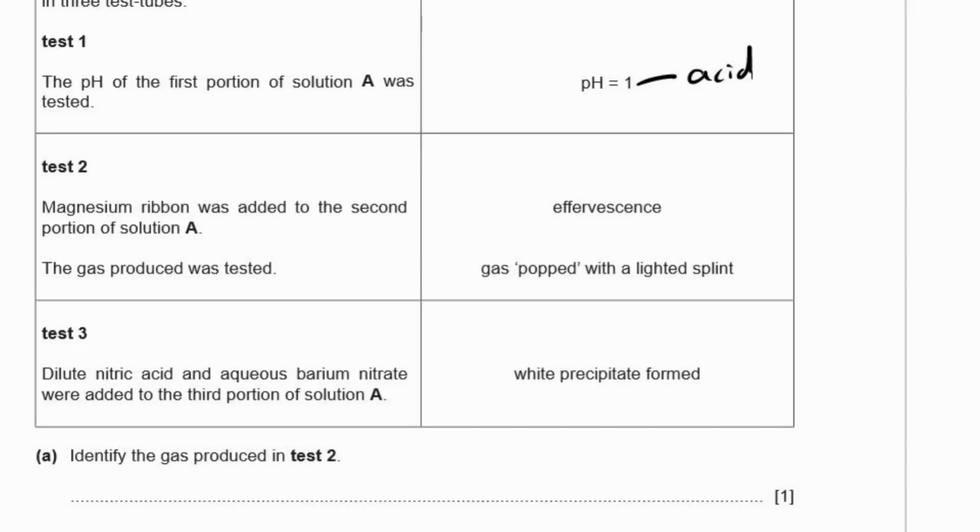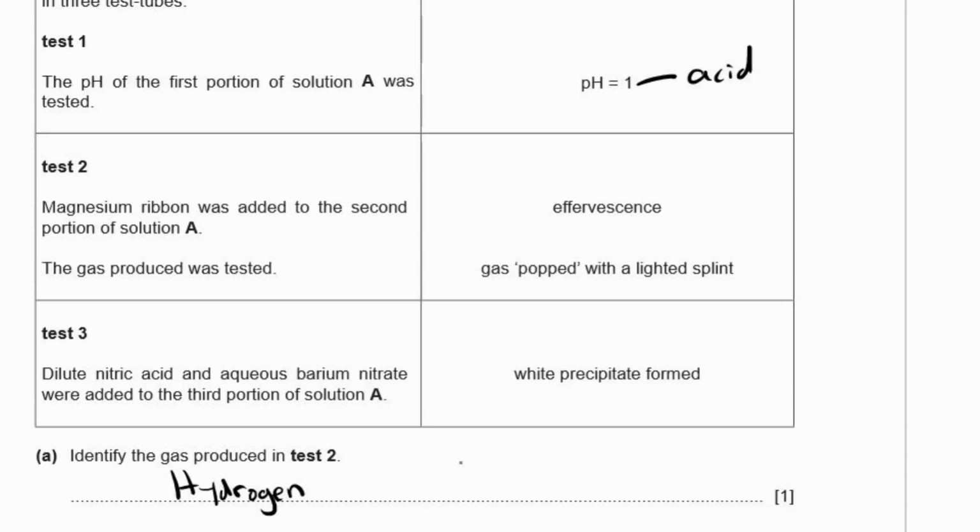All right. Test 2, magnesium ribbon was added to the second portion of solution A. The gas produced was tested. Okay. There was effervescence, which means there was a gas produced, and the gas that was produced did a pop with a lighted splint. Quite often that's called a squeaky pop, and that is a test for hydrogen. Okay, so the gas produced in test 2 was hydrogen.